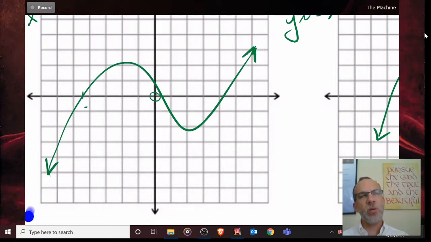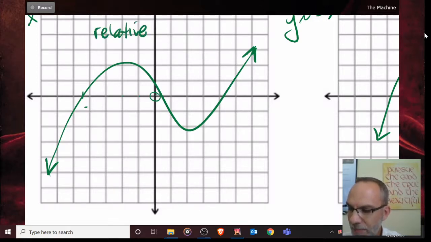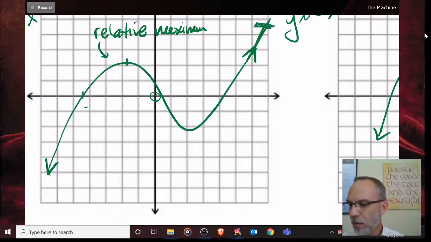But there is an area where I have a relative high spot. If you notice, the graph comes up and up and up, increasing. And then right here, it turns around and goes back down. So this location right here is called a relative maximum, right there at the very, very top. Okay, it's not an absolute maximum because I probably got some points way over here that are higher.